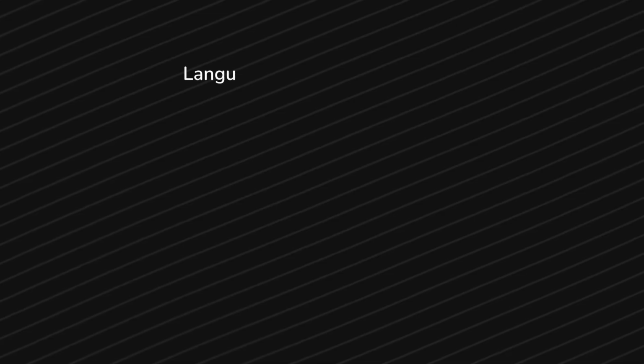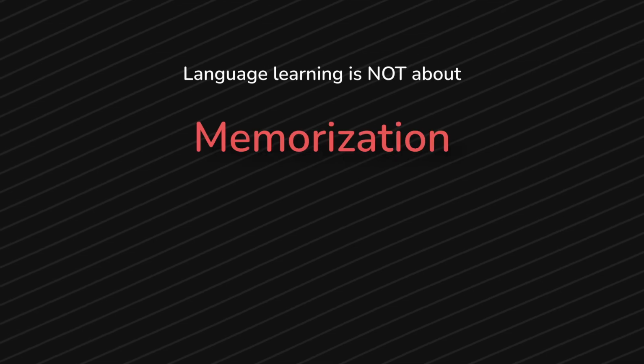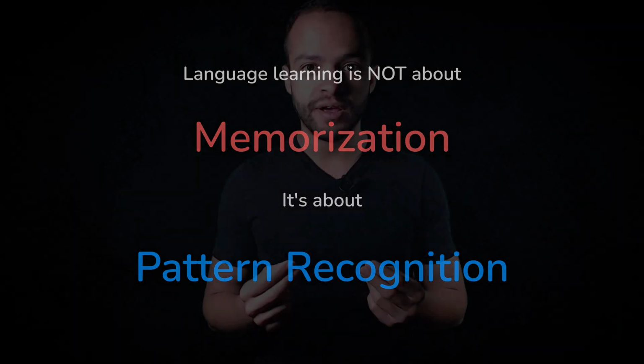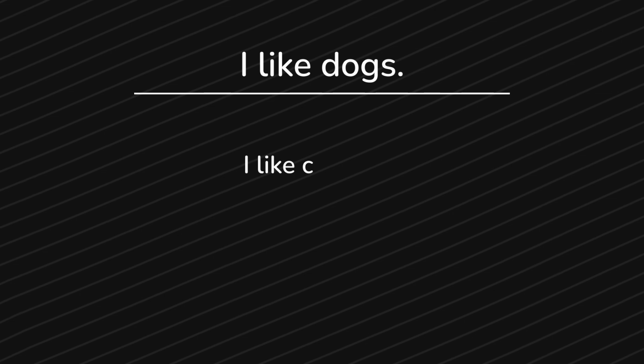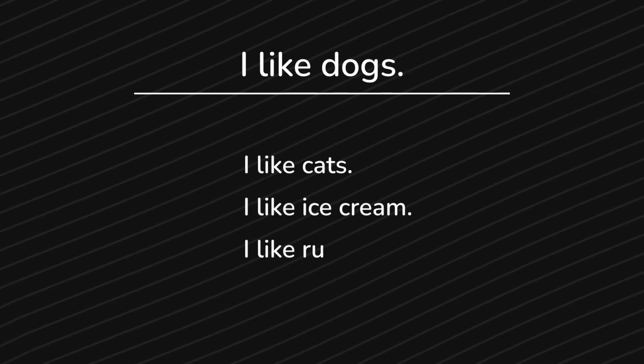And if there's one thing you remember from this video, remember this. Language learning is not about memorization. It's about pattern recognition. Most day-to-day language follows similar patterns. So if you learn easy sentences like, I like dogs, and you also learn sentences like, I like cats, I like ice cream, I like running, your brain will naturally pick up these patterns, even if you've never learned the grammar rules before.